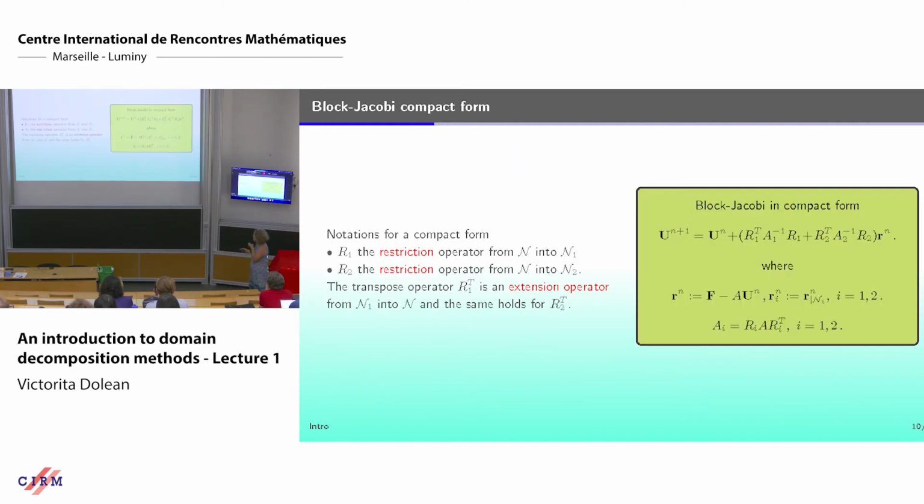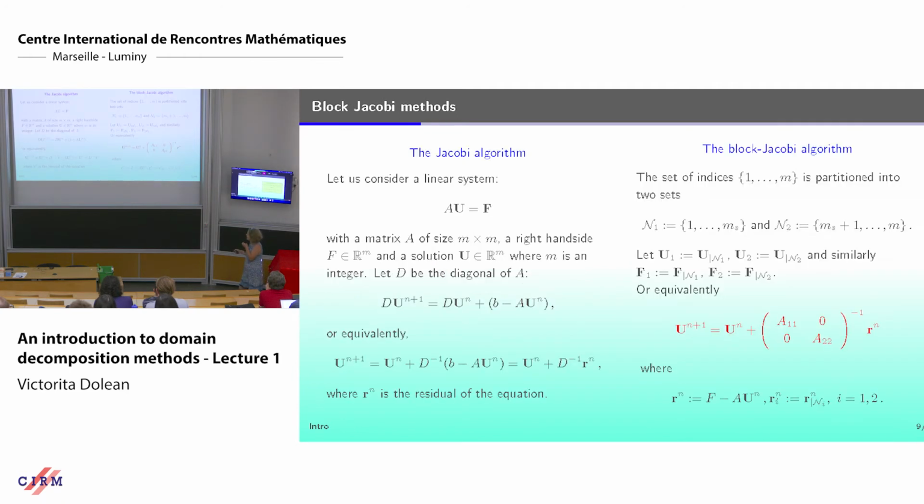So now what is the link with domain decomposition? I claim that this block Jacobi algorithm can be written in a very similar way with the same kind of objects as the objects I showed you before for the Schwartz. That means I can use the extension operator, restriction operator, and partition of unity.